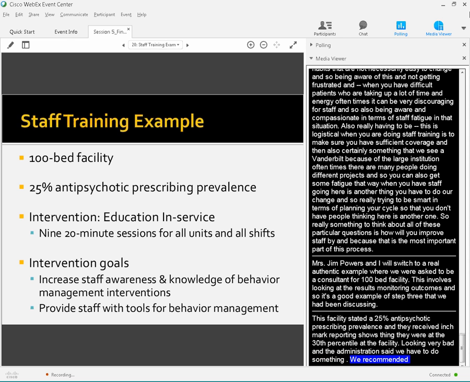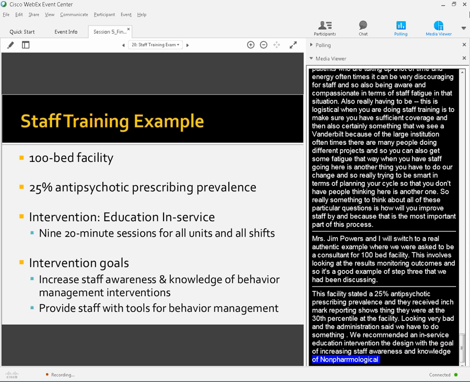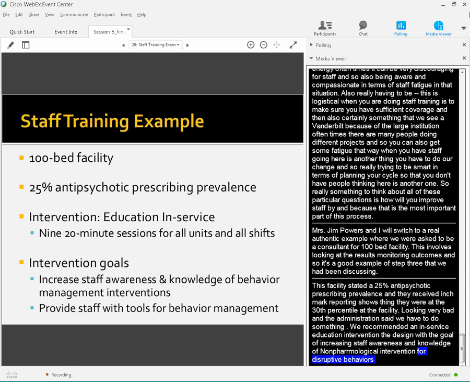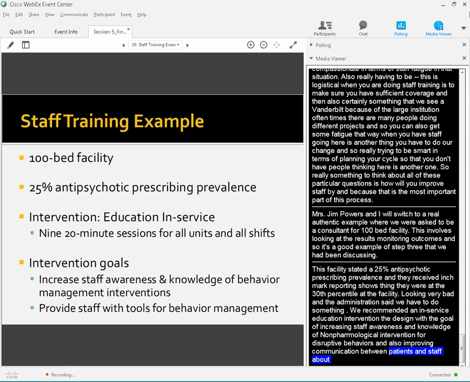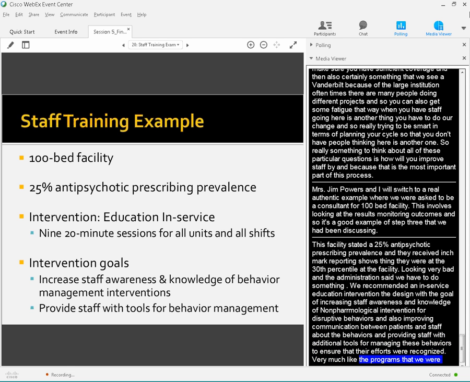It was designed with the goal of increasing staff awareness and knowledge of non-pharmacologic interventions for managing disruptive behaviors, but also improving communication between patients and staff about these behaviors and providing staff with additional tools for managing these behaviors to ensure that their efforts were recognized. Very much like the program that we're presenting to you today. We developed 9 20-minute sessions to encompass all the units and all of the shifts.